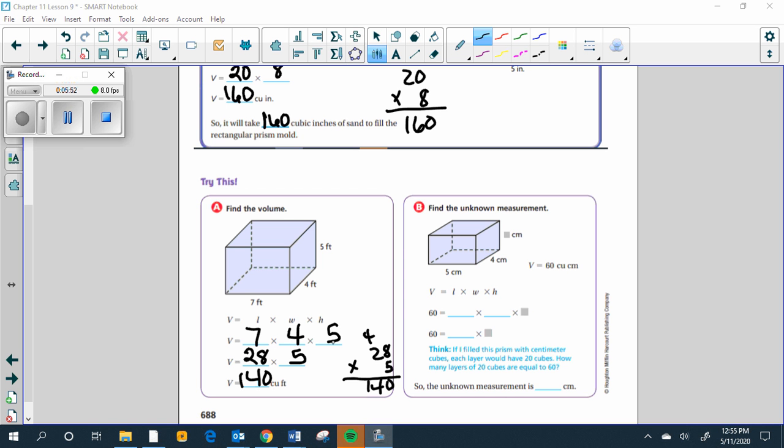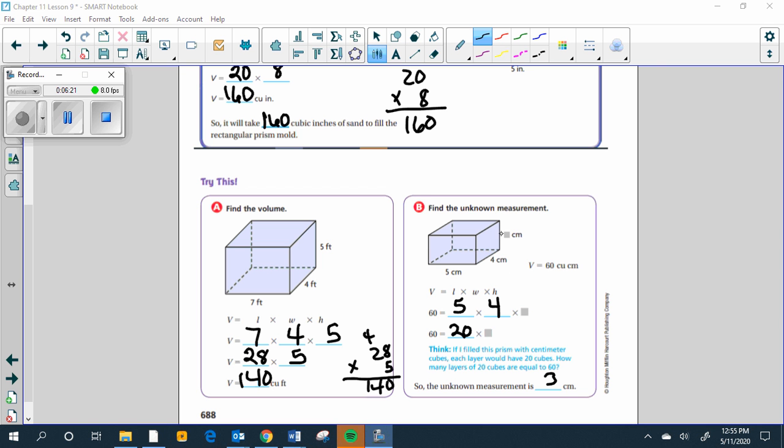So when everything is multiplication, order doesn't matter. I could have multiplied 4 times 5 to get 20 and multiply that by 7 to get 140. It's a little easier mental math. Just understand that when we're talking about the formula and figuring the base, that would be the 7 times 4. All right, go ahead and pause the video and work through letter B.